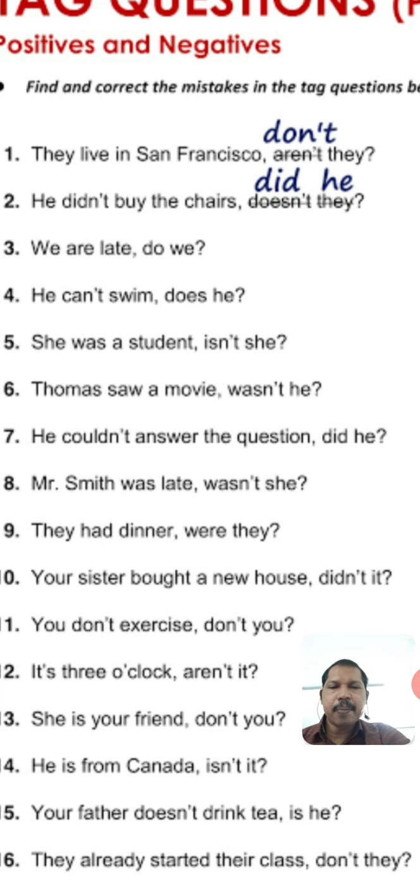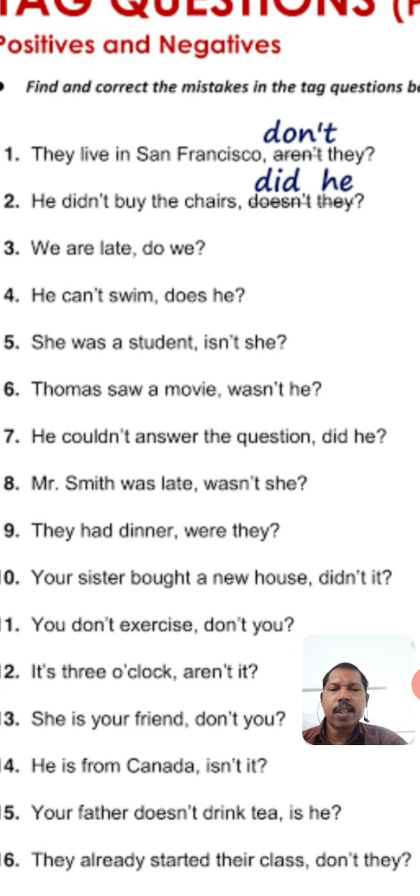Didn't he. He couldn't answer the question. Could he? Could is the modal auxiliary given here, so could he. Couldn't, opposite could. Could he. Mr. Smith was late. Wasn't she? So was is given here and wasn't. That is correct. But Mr. Smith is male. So we have to use the word he.